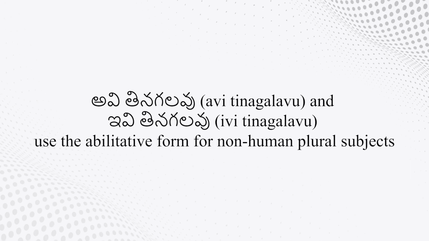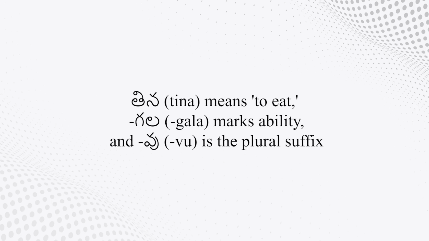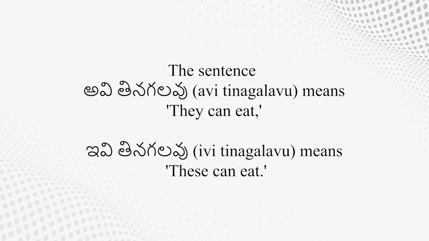Additionally, the sentences అవి తినగలవు and ఇవి తినగలవు use the abilitative form for non-human plural subjects. Tina means to eat, gala marks ability and vu is the plural suffix. The sentence అవి తినగలవు means they can eat, while ivi tinagalavu means these can eat.